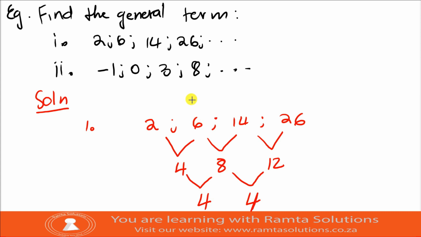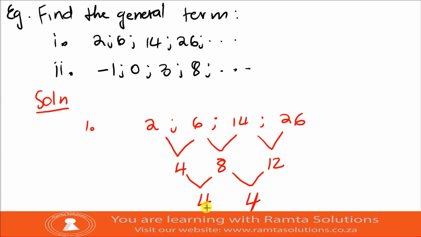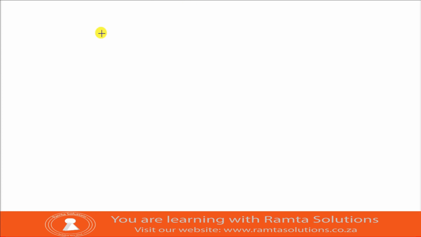Okay? Now, remember what I had said to you. I said highlight this. This is 2a, this is 3a plus b. I want to show you something now. 2a corresponds to this 4 here. Look at it. This is 2a. It corresponds to this 4 here. So 2a equals 4. This means a equals 2. We are good to go.